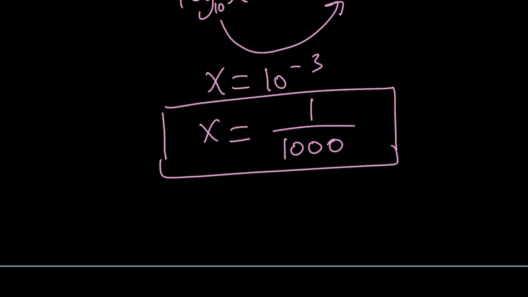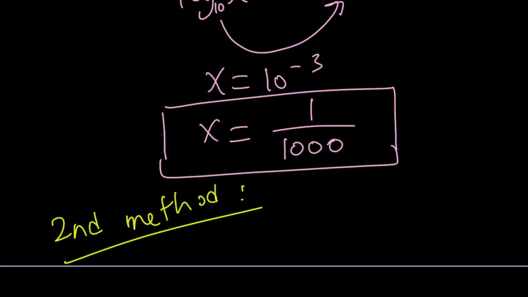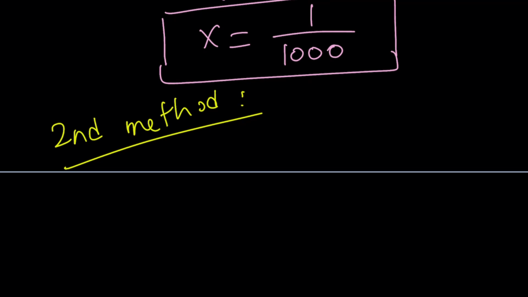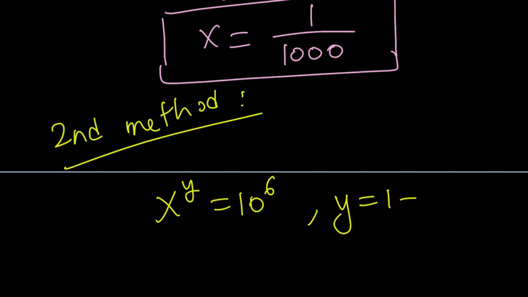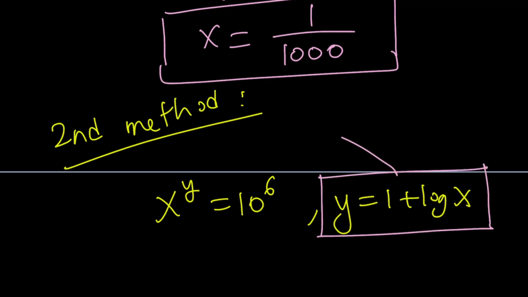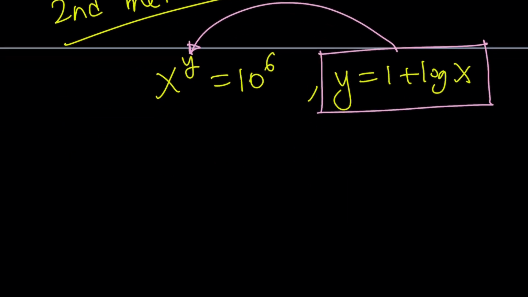All right, let's go ahead and take a look at the second method. And you probably guessed the second method already, but I'm going to go through that anyways. So what do we have? I have x to the power y equals 10 to the 6, and y equals 1 plus log x. Now they tell us that y is equal to something. So why not substitute that directly here? Just replace y with that. It's a more direct way, but the first method was more indirect.